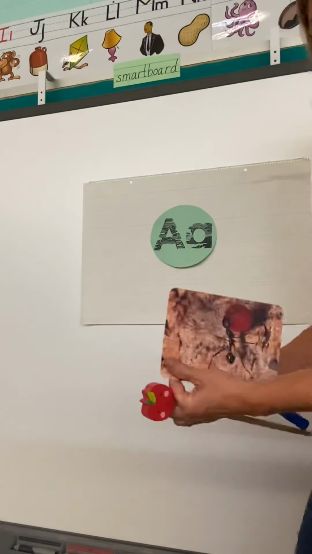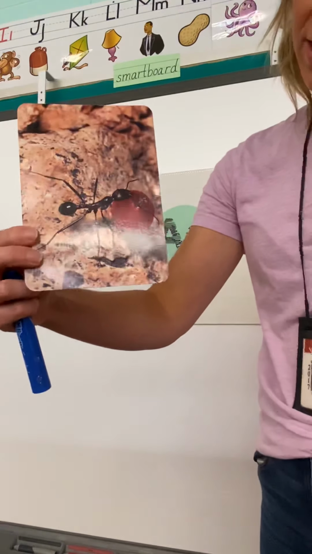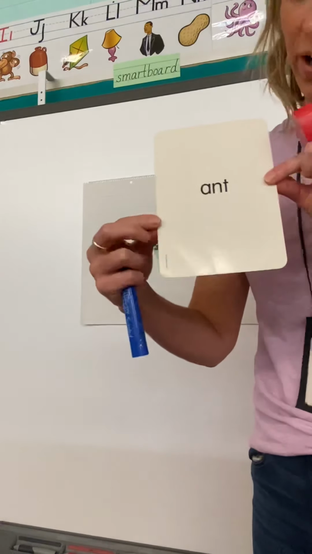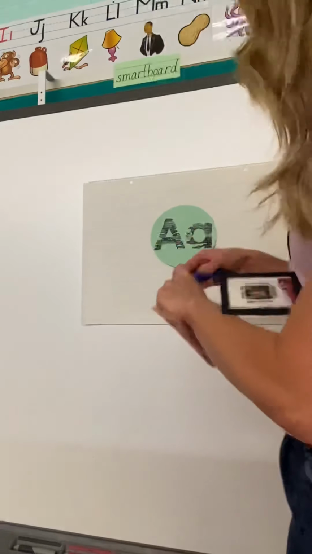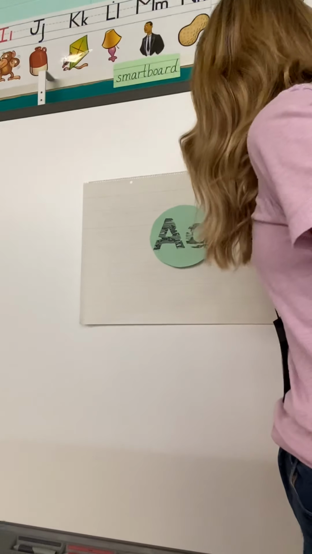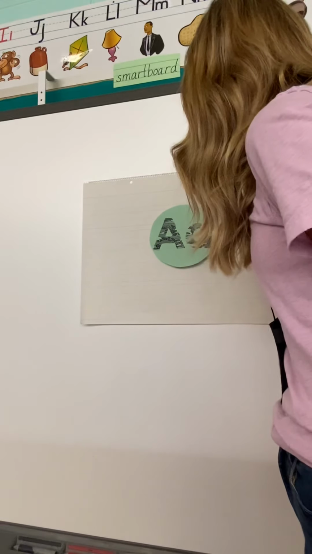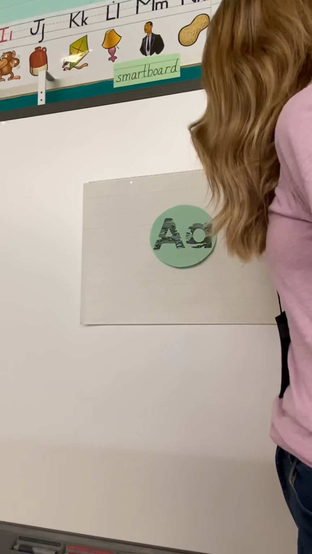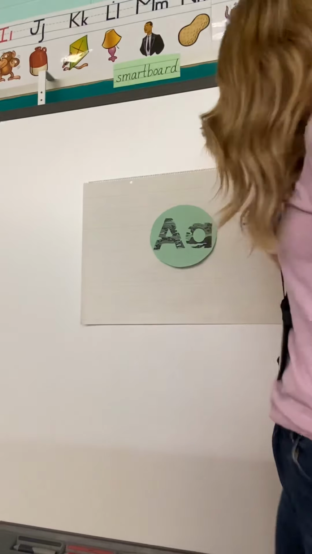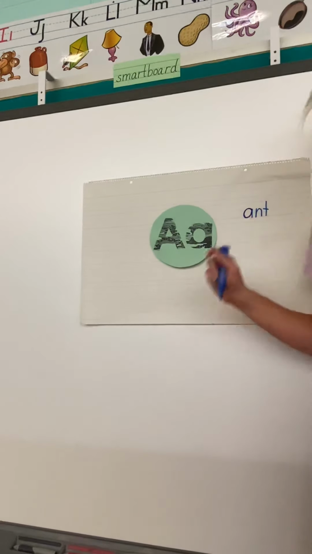The first one is an ant. Ant starts with a lowercase a. So I'm going to write the word ant up here on my chart. I'm going to pull back, around, up, and down to make my lowercase a. And there's my N and my T. So I have the word ant. There's the A.